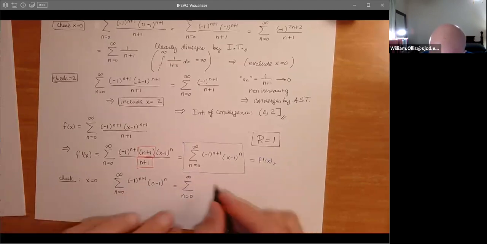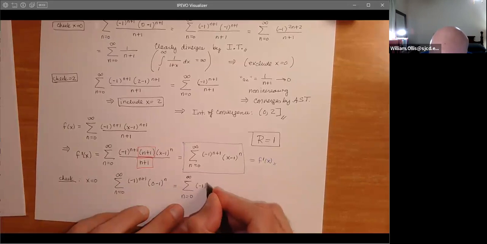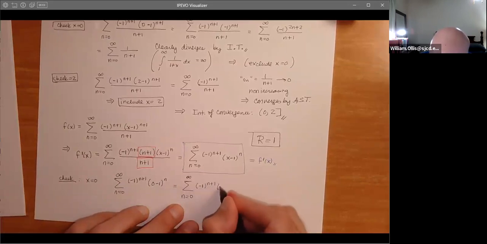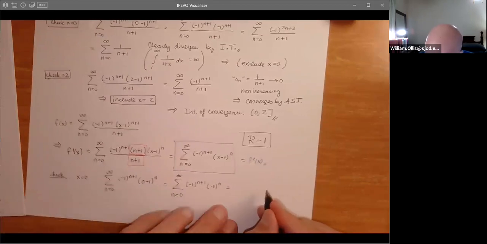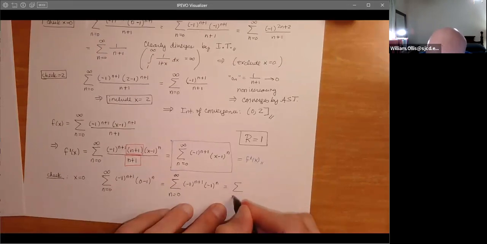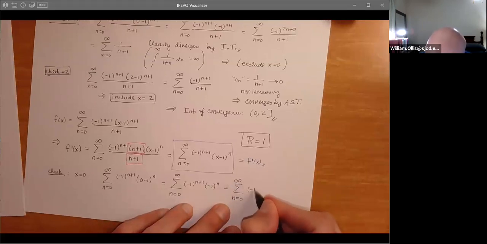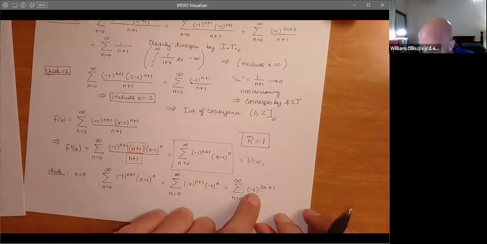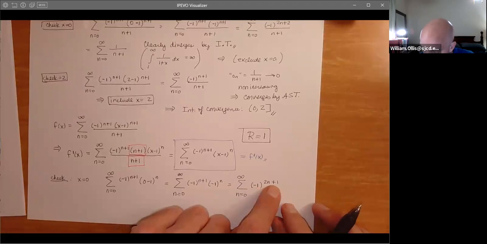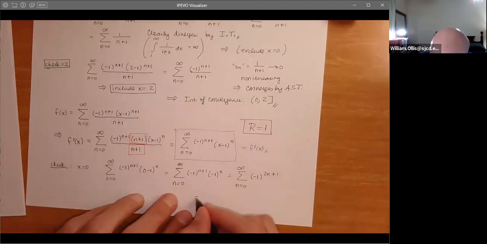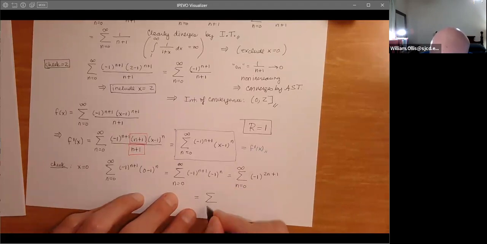And so let's add all these up. So we get -1 to the n plus 1 and -1 to the n. So by laws of exponents, this gives us the sum n equals 0 to infinity of -1 to the 2n plus 1. Of course, -1 to the 2n just gives us 1. And then, of course, to the 1 just gives us the negative. So this is just what? -1 added to itself infinitely many times, which clearly diverges.